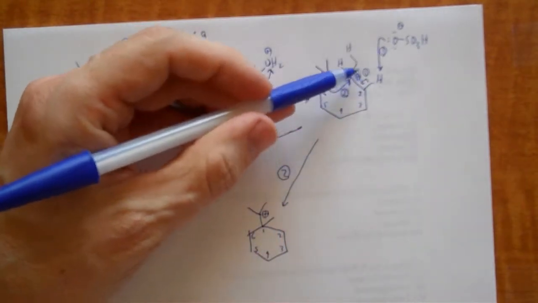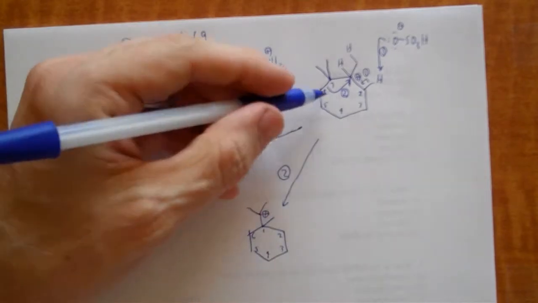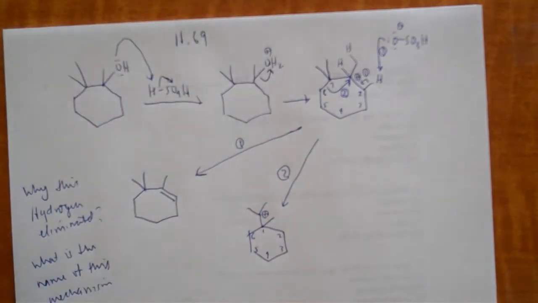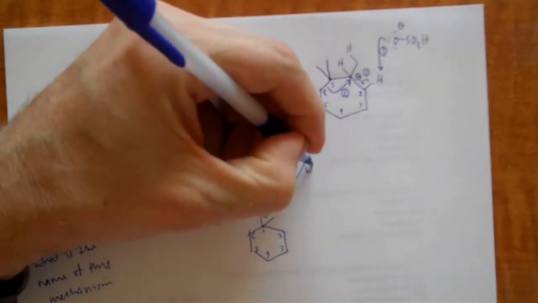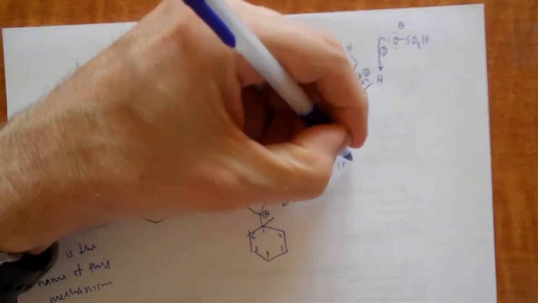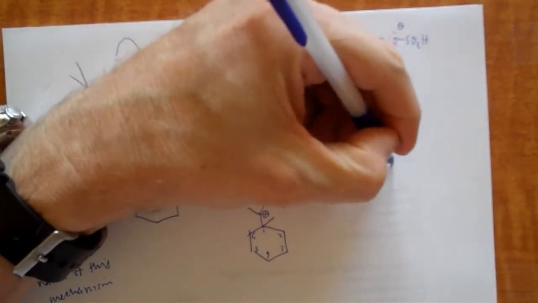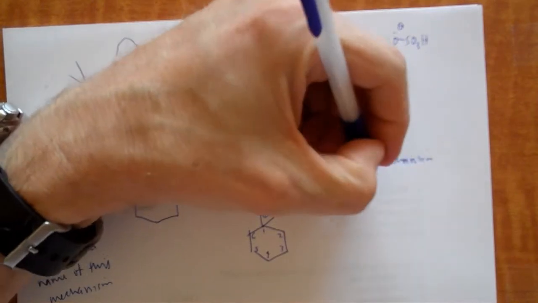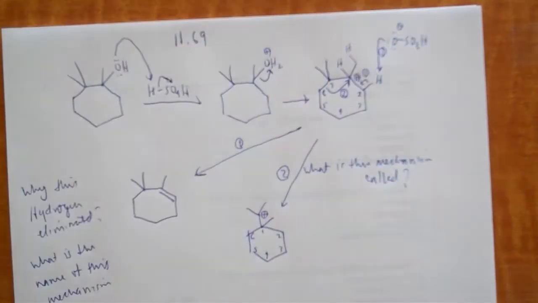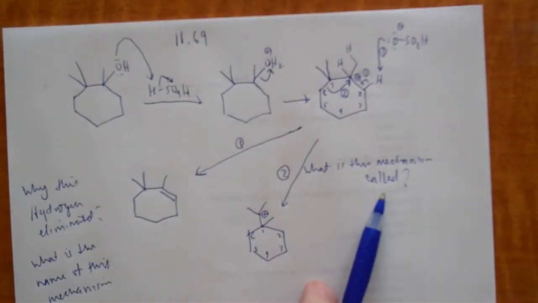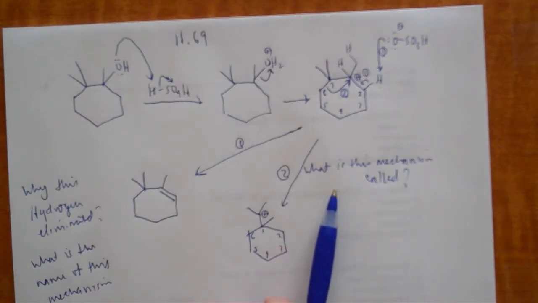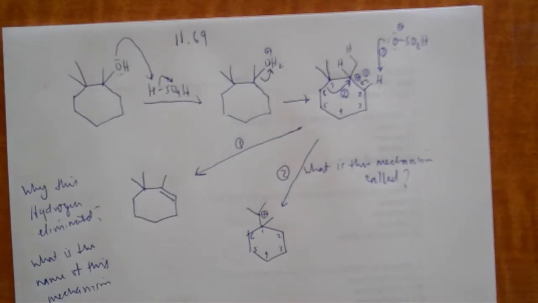Okay? So option 1 was for this to simply be eliminated. The other one was for 6 to come over here and hit that. What's the mechanism for that? What is this mechanism called? By the way, this is organic 1 now. Okay, we got this earlier. So look for that. What is this mechanism called?